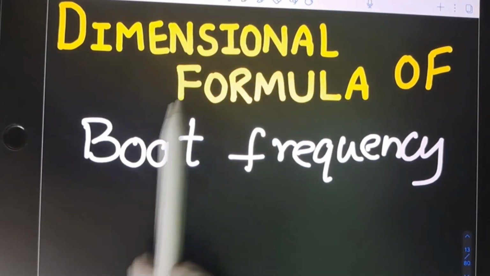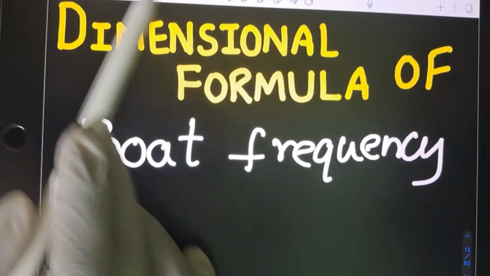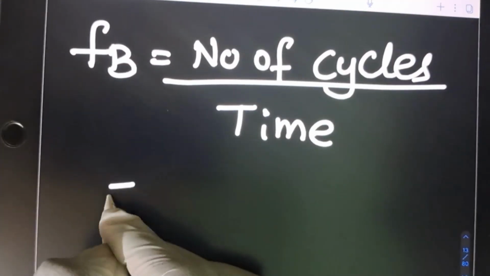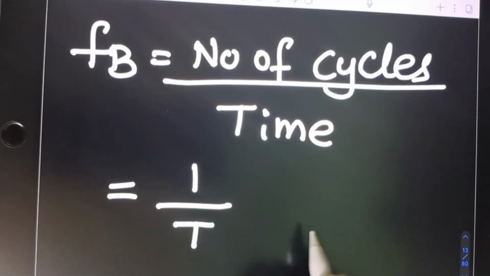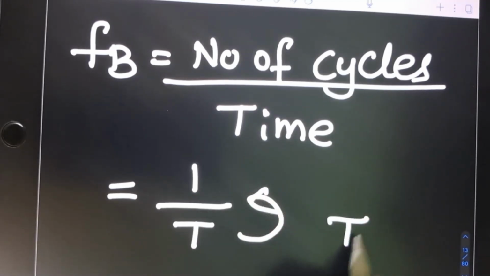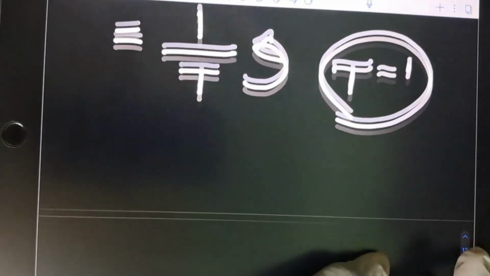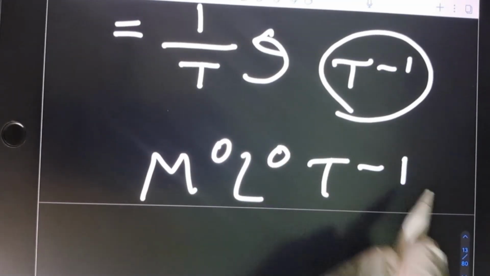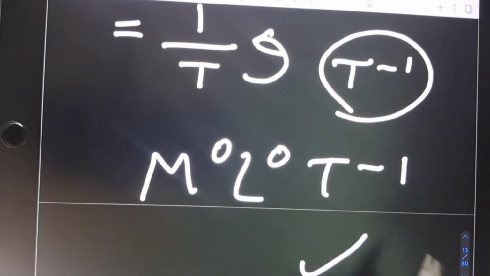To find the dimensional formula of frequency, the formula is number of cycles by time, nothing but 1 by T. On inversion of time, it will be T power minus 1, T inverse. So M power 0 L power 0 T power minus 1 will be the dimensional formula of frequency.